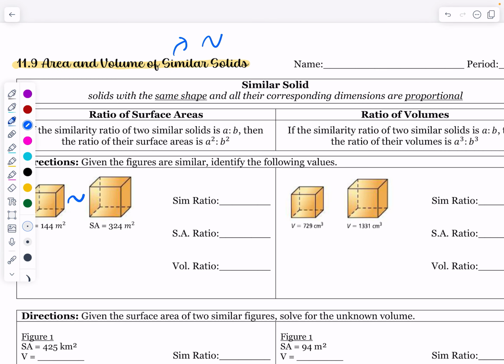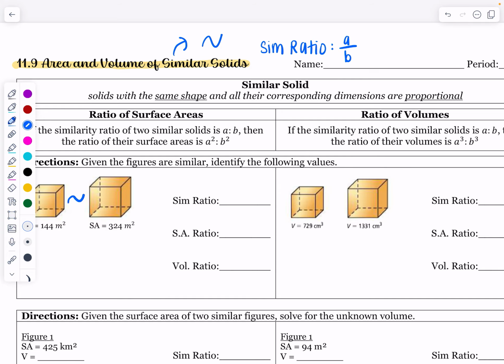And so we know that whenever we have similar shapes, they have a ratio, and we call that the similarity ratio. So the similarity ratio is going to be A over B. That just compares the two shapes. And since it's a similarity ratio, we can write it as the one on the left to the one on the right, or the one on the right to the one on the left. We can write it either way, so A over B or B over A.